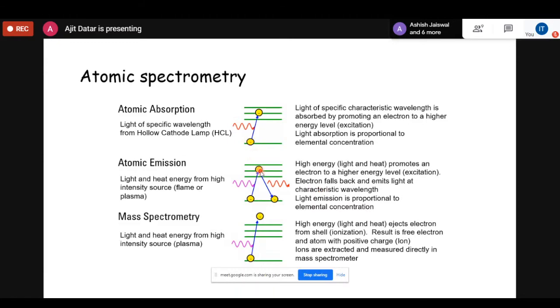So what happens when they are at this stage? They come back to the ground state by releasing energy. This energy is released in the form of radiation, which is responsible for a particular element. So we get a particular emission line. This could be for, say, copper. Another element will give another emission line.